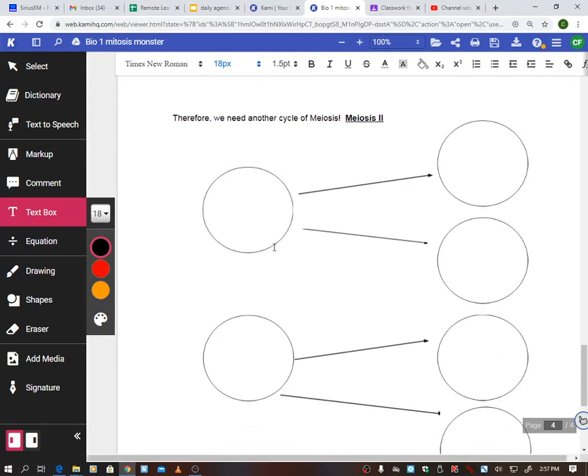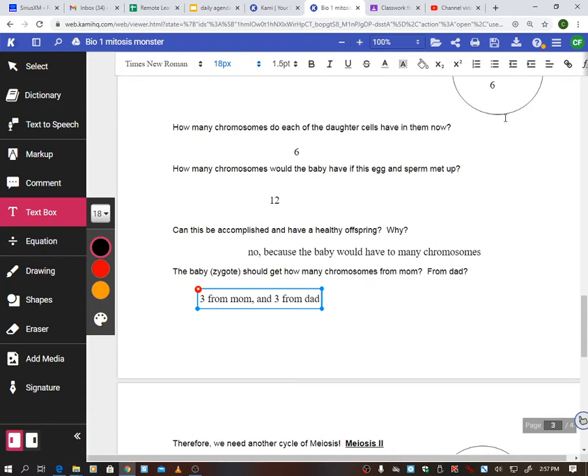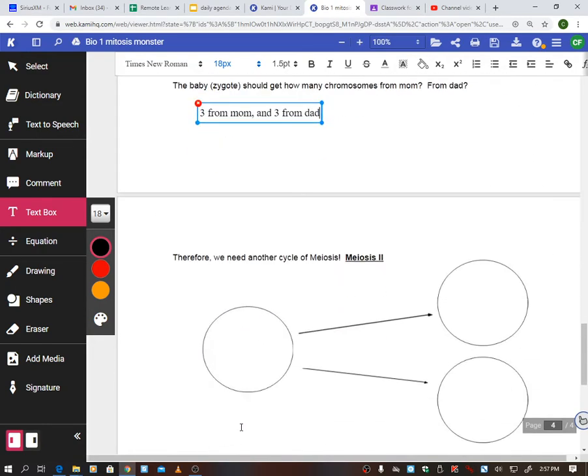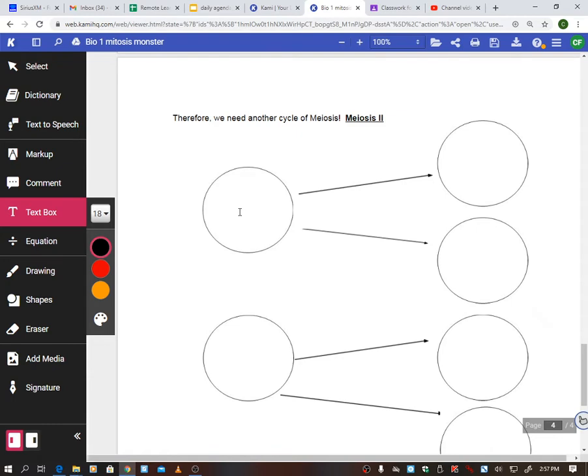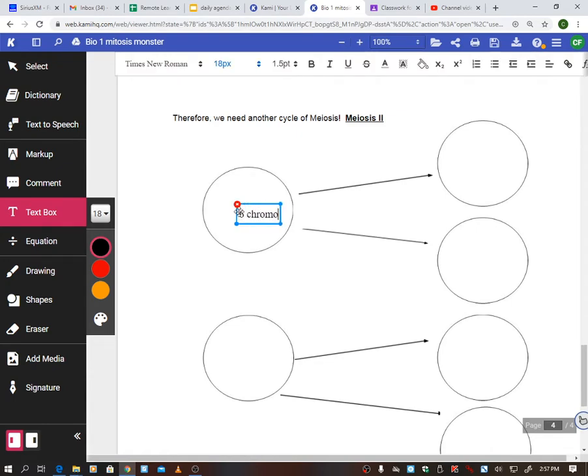All right, so basically I'm taking what I had here, these two cells, and I'm starting again. So I'm going to put 6 chromosomes. So right now they have their string and they have their toothpicks, and they went through mitosis. They went through what we did the previous day. Now with their 2 cells sitting there, I'm telling them to go through mitosis again with those 2 cells that are sitting there.